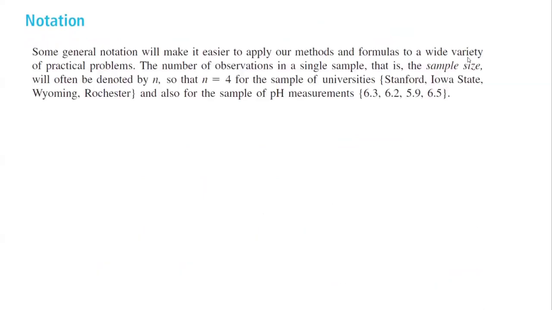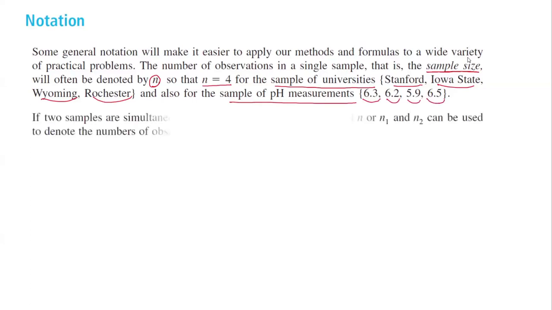Let's take a look at some notations here that we're going to use in this class. When you have a sample, the sample size is basically the number of data in your collection. We denote it by small letter n. For example, if n is equal to 4, it means that your data set consists of 4 observations or counts. For example, here you have a sample of universities with 4 universities listed there. And also here you have another sample of pH measurements with 4 data in your collection.